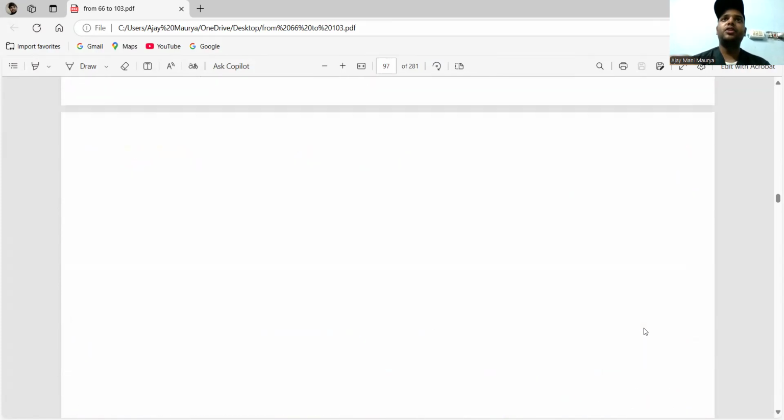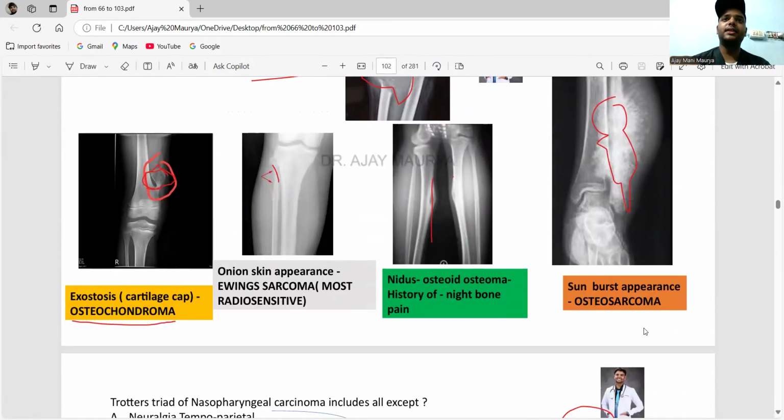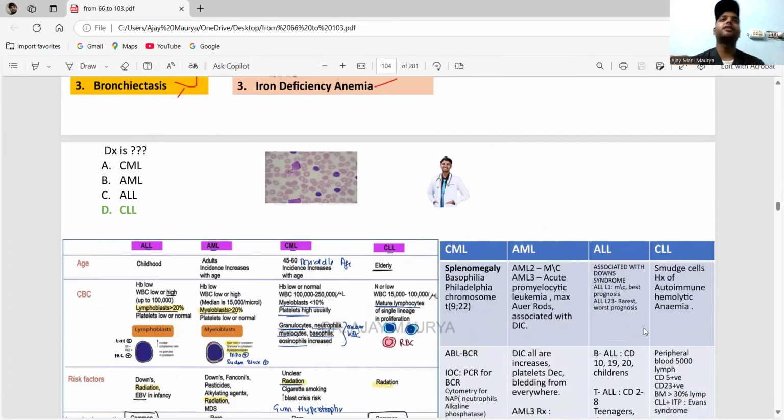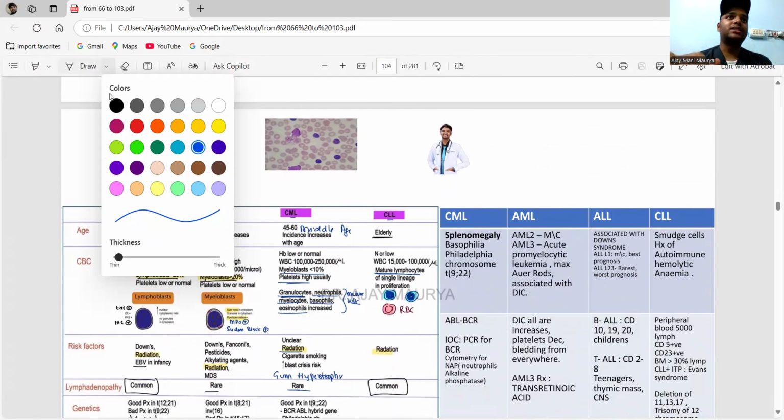So we're done until 103. From here, guys, we are going to discuss the types of leukemia. I don't want to waste your time, so I will just tell how they are going to ask the questions in the exam. I will explain only the exam point of view.